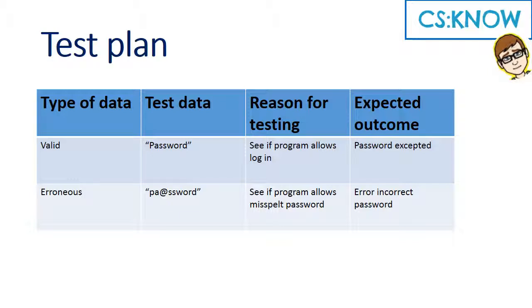So the type of data, first of all, put some valid data through it. What is the test data that's been put in? Password. The reason for testing it, see if the program logs in okay, and expected outcome is that it should let us log in. If we tried just valid data, it'd be a pretty useless test because it wouldn't cover the whole of the program. And the idea is to try to cover the whole program. So we'll put some erroneous data in, see what happens with that. Okay, so the test data this time has got the @ symbol or ampersand, and the reason for testing is to see if the program allows misspelled password, expected outcome, error in the password.